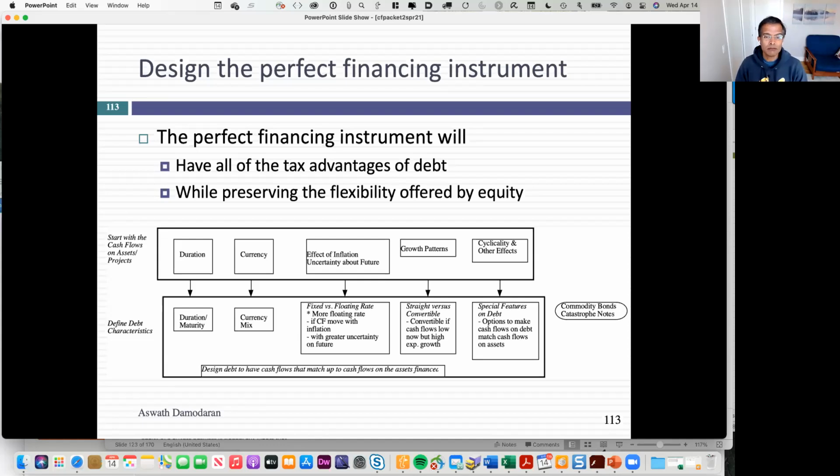So airlines, which have very little pricing power, should issue fixed rate debt. Brand name companies with about the same income should issue floating rate debt because they have pricing power. And if you're a high growth company, you face a challenge, right? If you borrow money, you don't want to be paying big interest payments right now because you need the cash flows for the company.